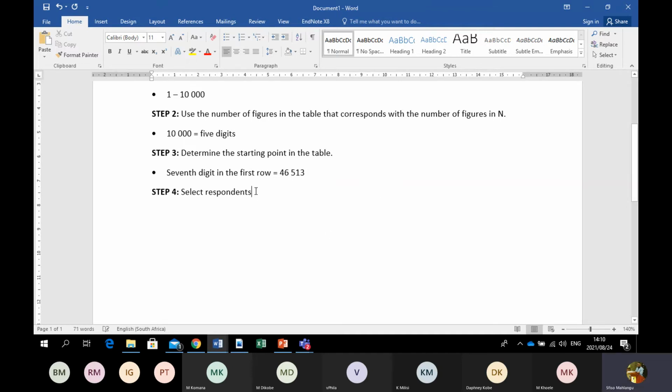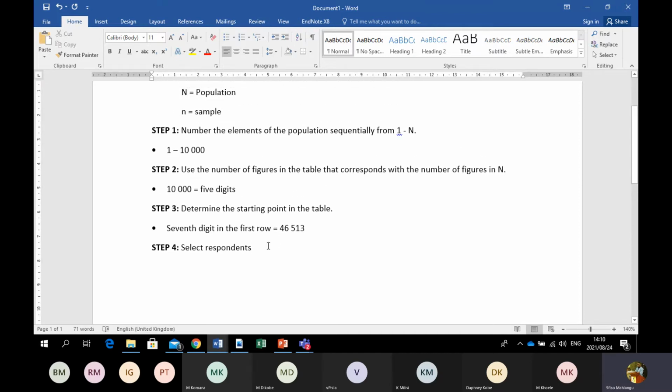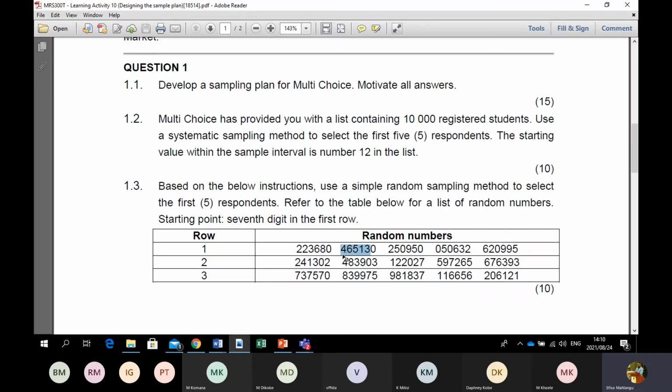Then you can start selecting the respondents in that list using this process. When you determine the starting point, you must also indicate how you're going to move. In this case, we always move from left to right using our eyes. There are other methods, like top to down. Some of these examples are shown on page 227, but we'll always use left to right like we are doing now. So if we open this table, we'll be moving from left to right.